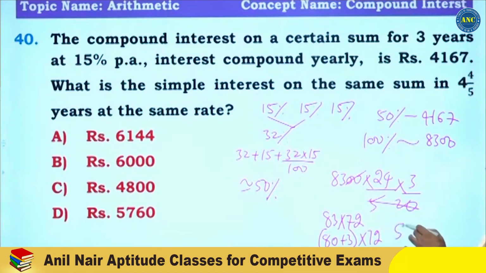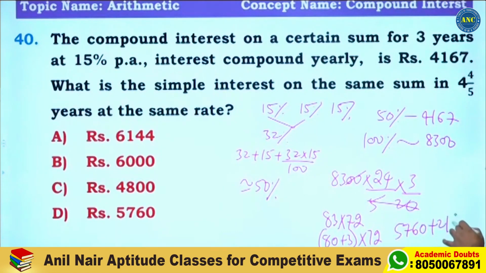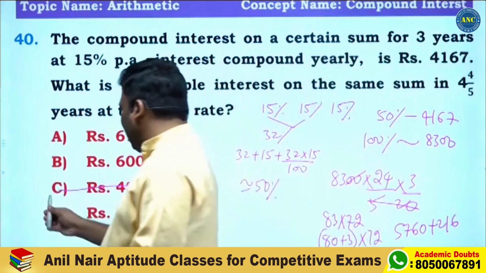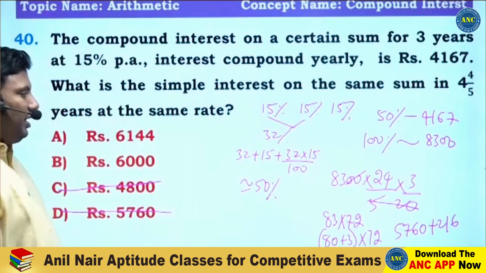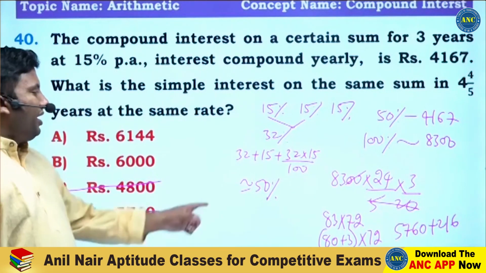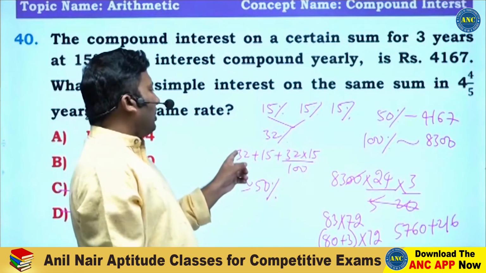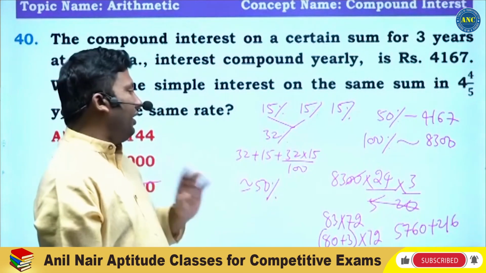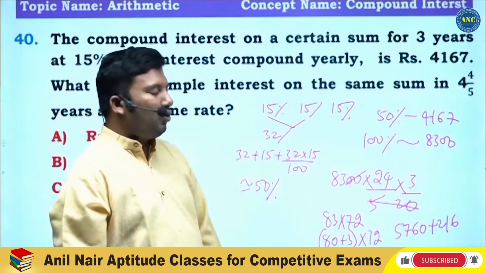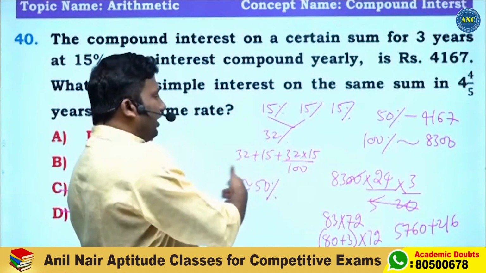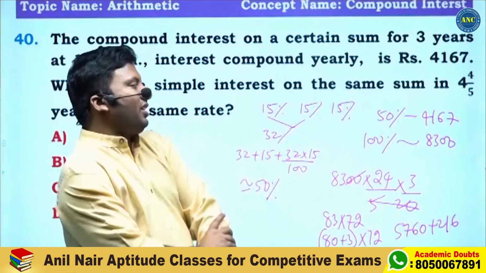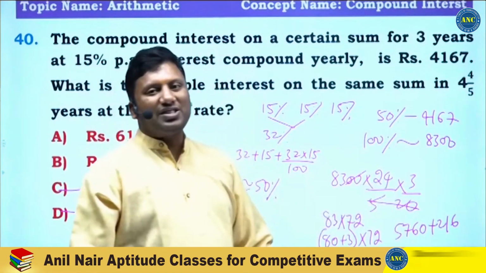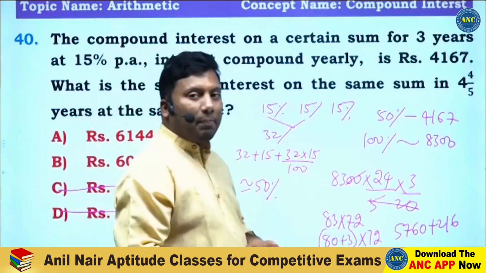So these 5760 plus 216. Around 5,900 something. So these two options are definitely eliminated. Are you all with me? What am I doing? I just approximated it, sir. So 32 plus 15, 47. 32 into 15 is 480, 4.8. 47 plus 4.8, 51. I approximated it to 50. 50% is 4167. 100% how much is it? Approximately double. On that double I applied simple interest.